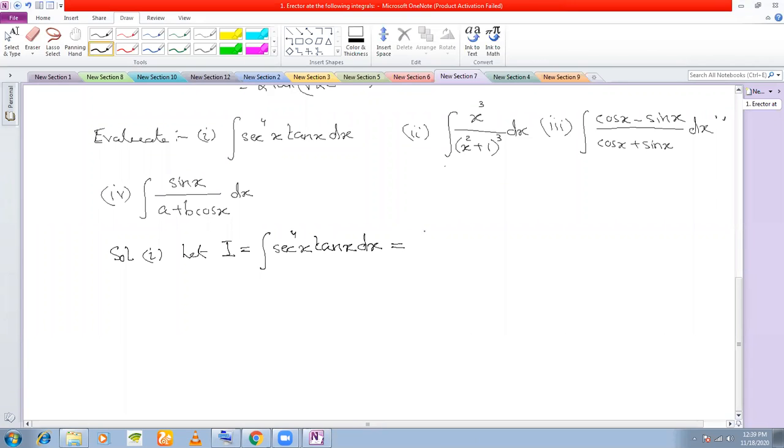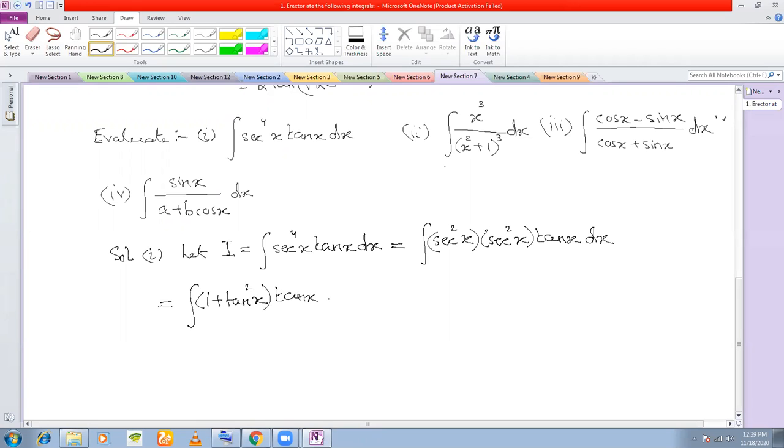right? You break this up, the sec to the power of 4, you break this up as sec square x into sec square x into tan x dx. Okay. And what you do now here is you change one sec square to tan square. You know that sec square theta is equal to 1 plus tan square theta. So you change one of the sec square to tan square. Only one. Okay. Tan x sec square x dx.